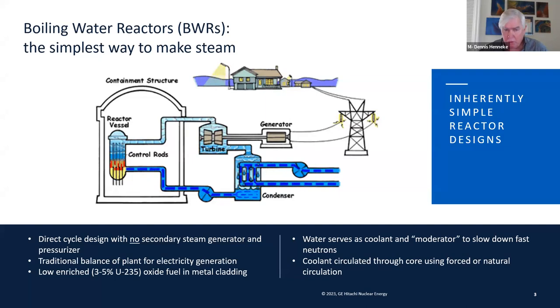BWRX-300 is first and foremost a boiling water reactor. For those of you who aren't familiar with the boiling water reactor, it's a lower pressure reactor than a pressurized water reactor because the steam that's produced in the reactor vessel goes directly to the turbine generator to produce electric power instead of condensing back through feed water and condensate. Much simpler design than a pressurized water reactor, and there's pluses and minuses.